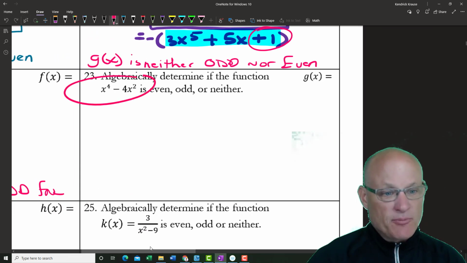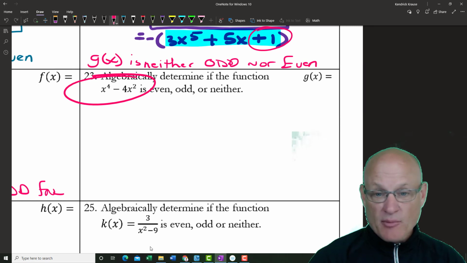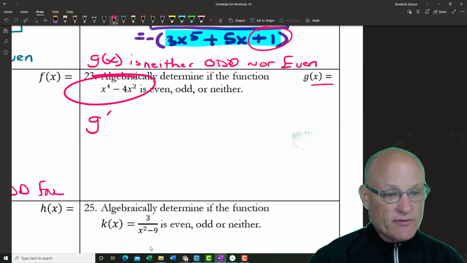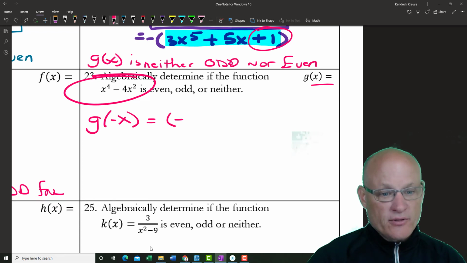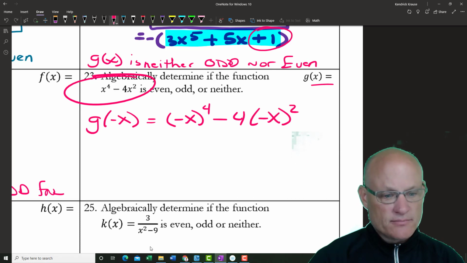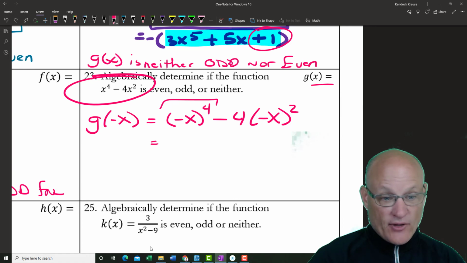I see even exponents, so it's probably going to be even. Sorry about the g of x being over here. So we're going to check g of negative x. Negative x to the fourth minus 4 negative x squared. I hope I have an example where it's neither with even. So this is an even number of negatives, so that's just positive.